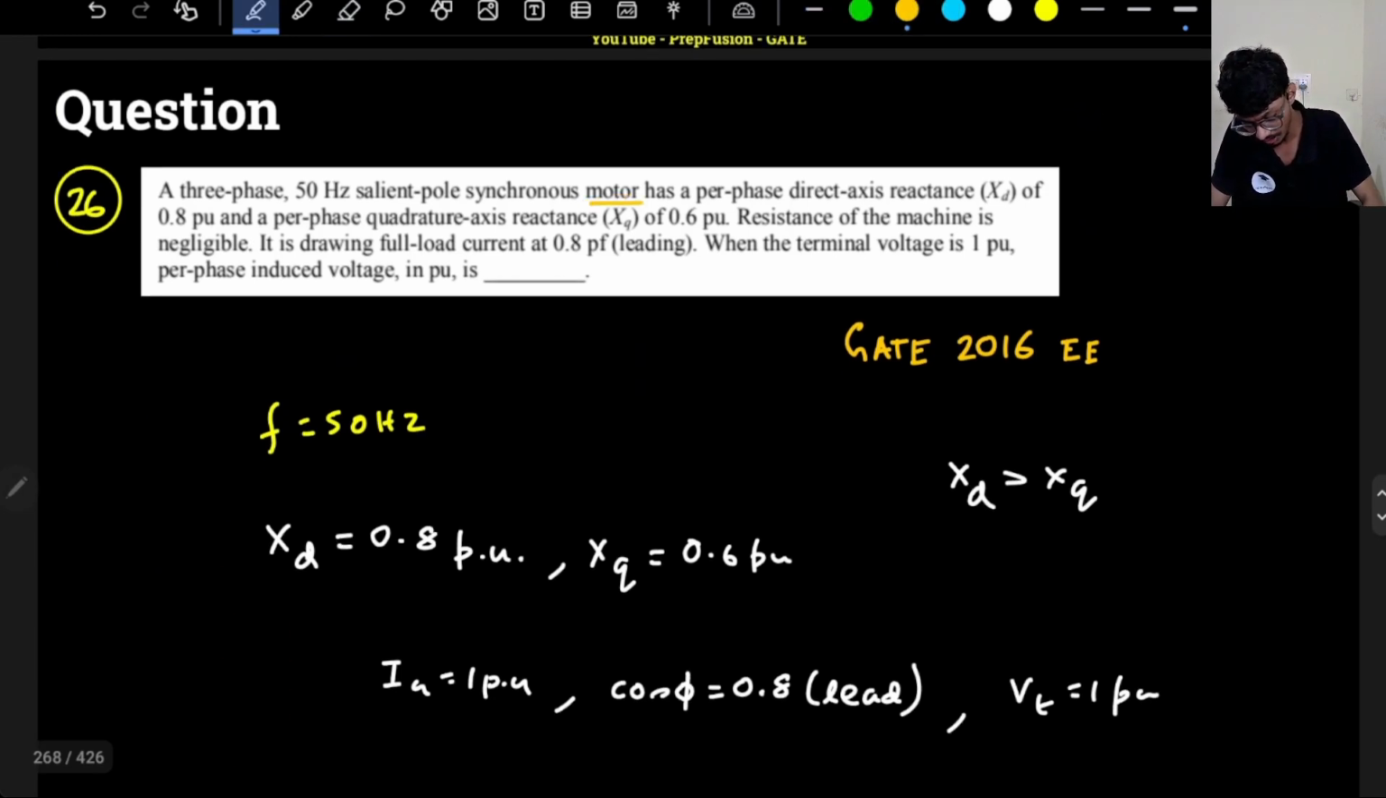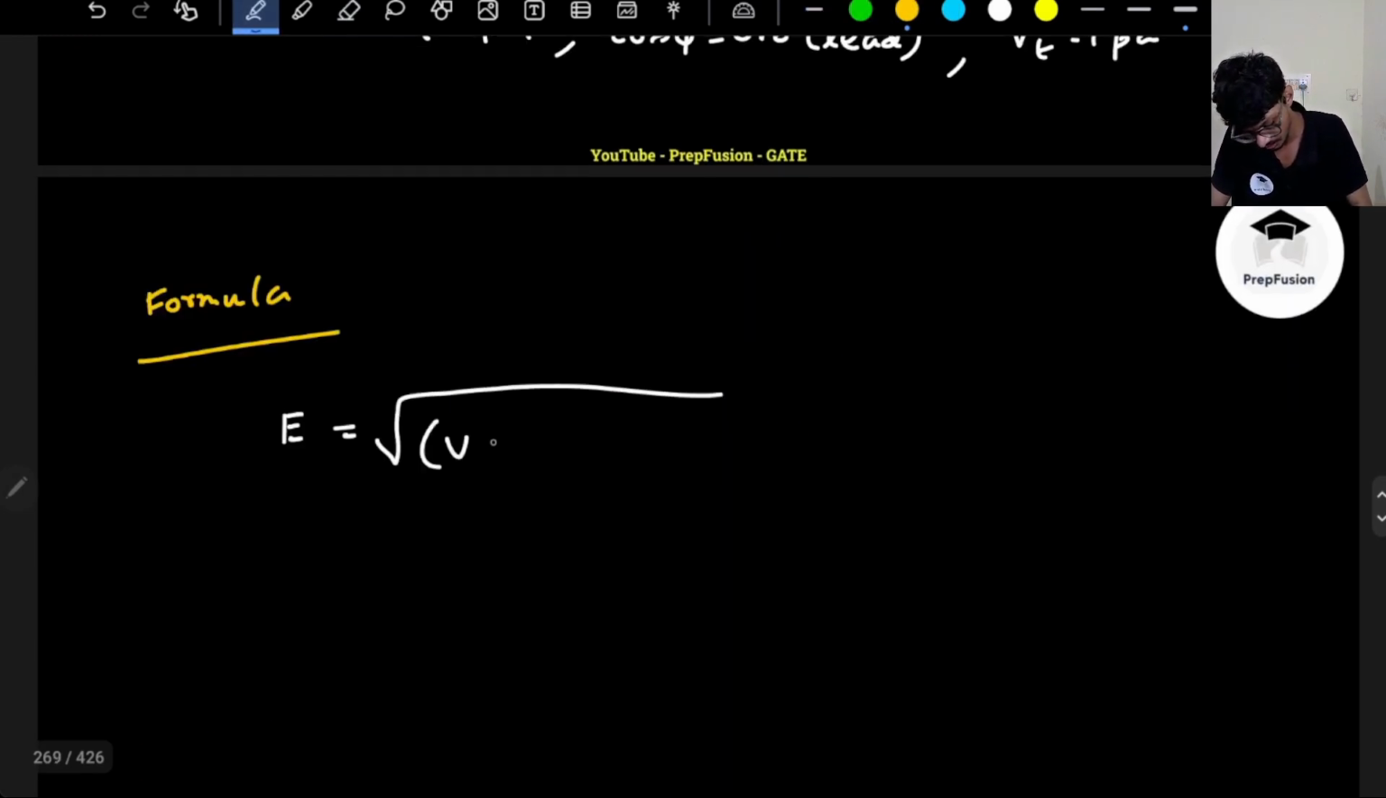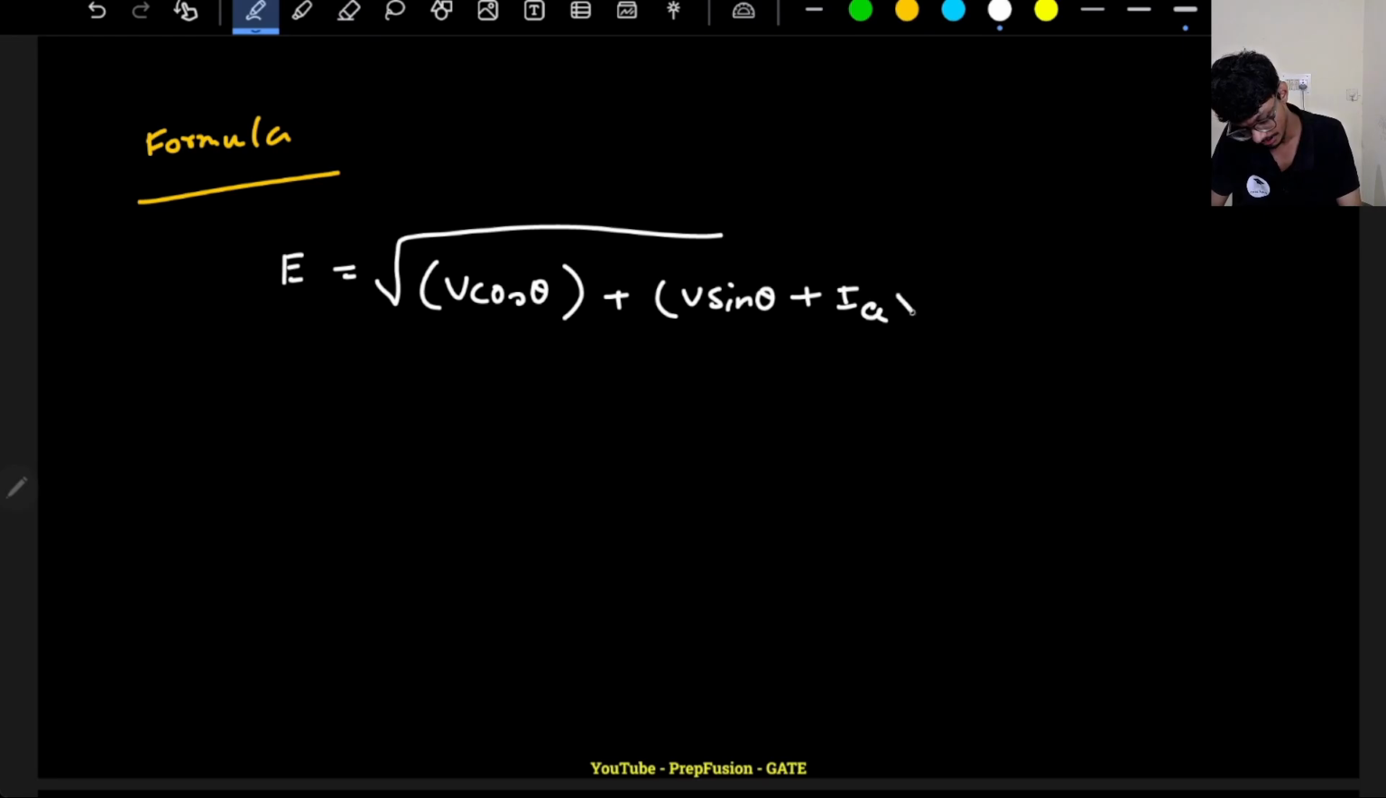So the motor formula here will be V cos theta minus I Ra. Ra is 0, so that term vanishes. Plus V sin theta plus Ia Xq. So this, right, you have to unfortunately remember. Of course you can derive it, just like how I had derived it, there is no problem, but it will take time. That's the only thing, it will take time, right?